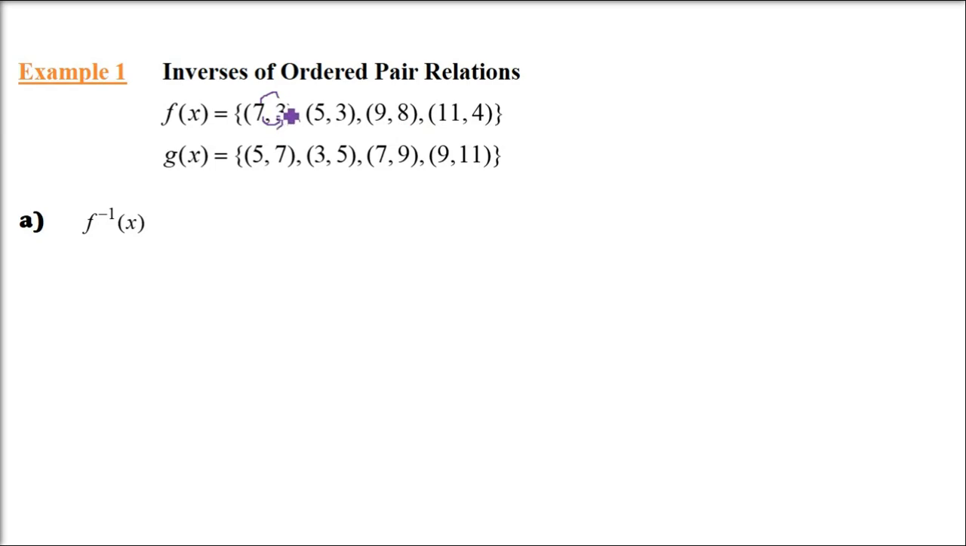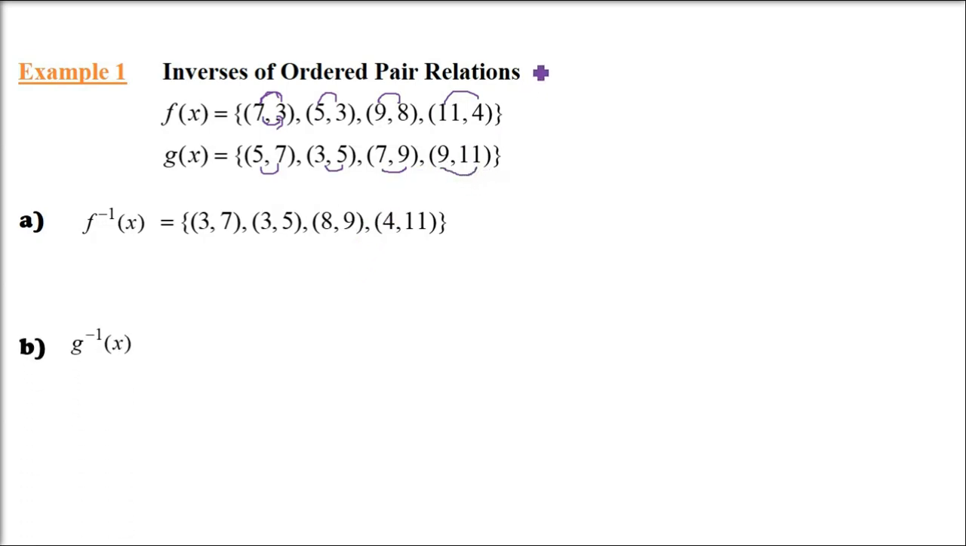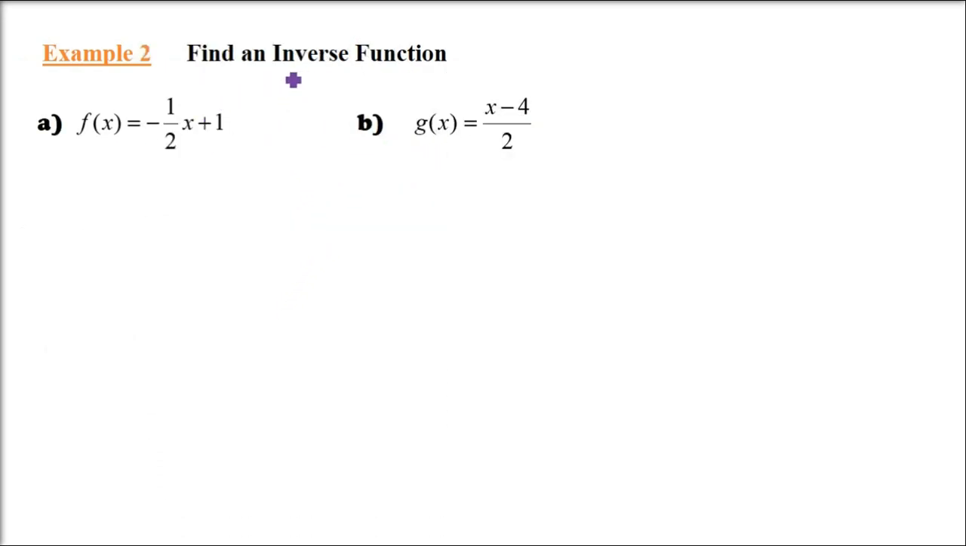How to find out the inverse of an ordered pair relation? Just change the position. 7 3 will become 3 7, 5 3 will become 3 5, 9 8 will be 8 9, 11 4 will be 4 11. This will be 7 5, 5 3, 9 7 and 11 9. Right? Now the first function has something which I want you to tell me. What is the situation here? Whether it is going to form a proper function or not.